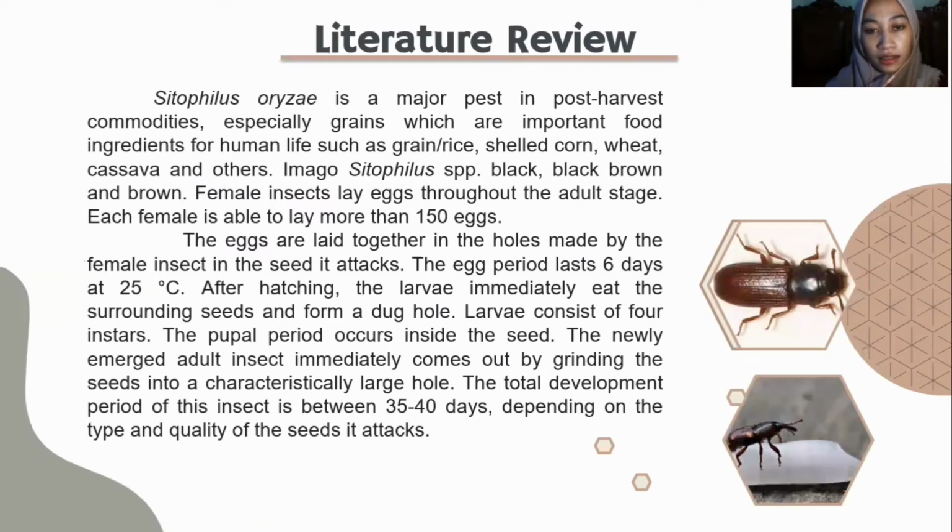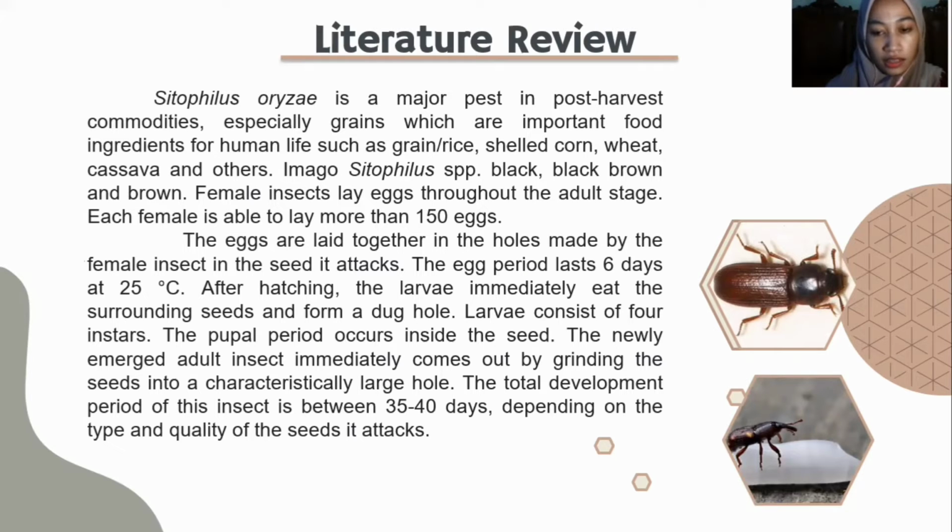Next, literature review. Cytophilus oryzae is a major pest in post-harvest commodities, especially grains, which are important food ingredients for human life, such as grain or rice, sweet corn, wheat, cassava, and others. Imago Cytophilus sp. is black brown and brown. Female insect lays throughout the adult stage. Each female is able to lay more than 150 eggs.